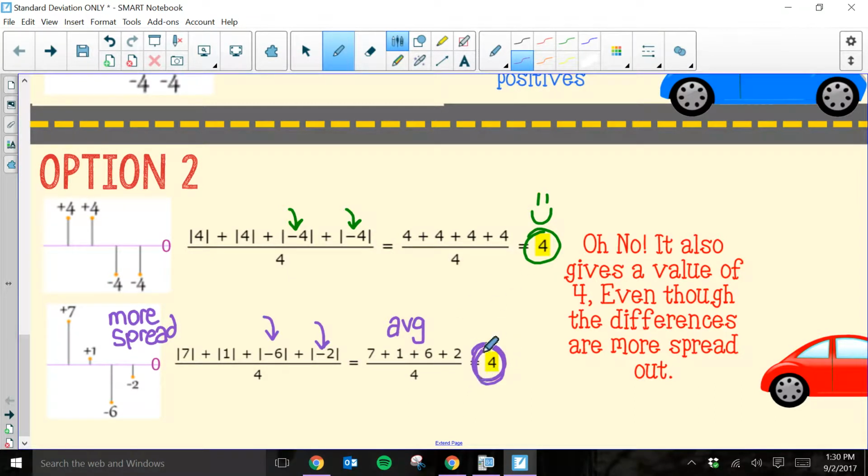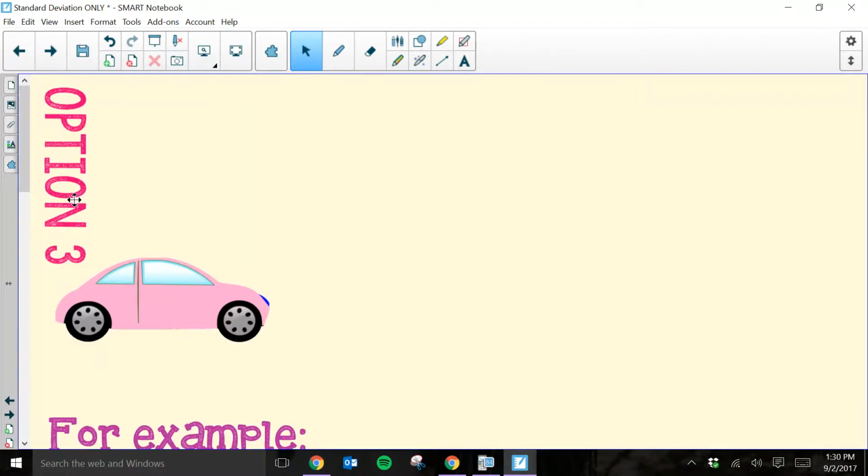So these have the same spread? Question mark, I'm thinking to myself. No, the distances are very different. Those differences are. So I don't think absolute value is going to work. If only there was a third option in the math world that lets me turn numbers positive. There is. Hopefully you remember it.